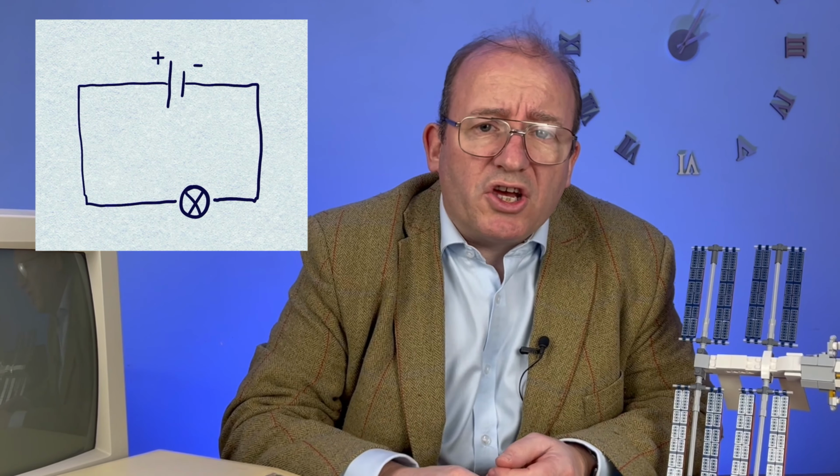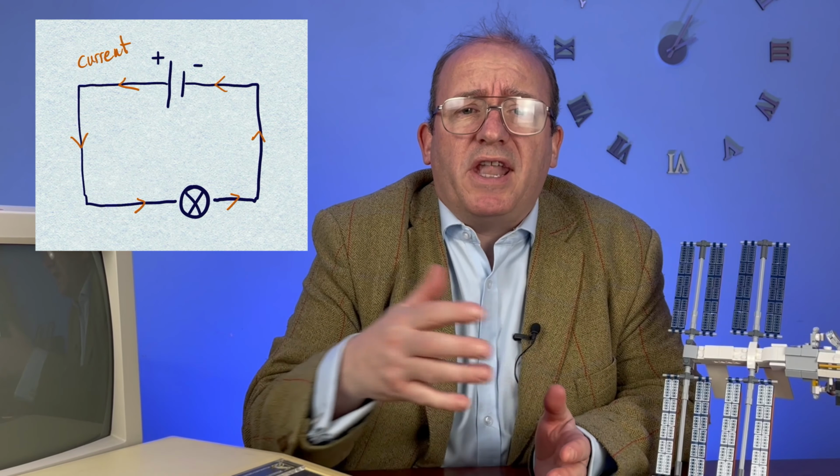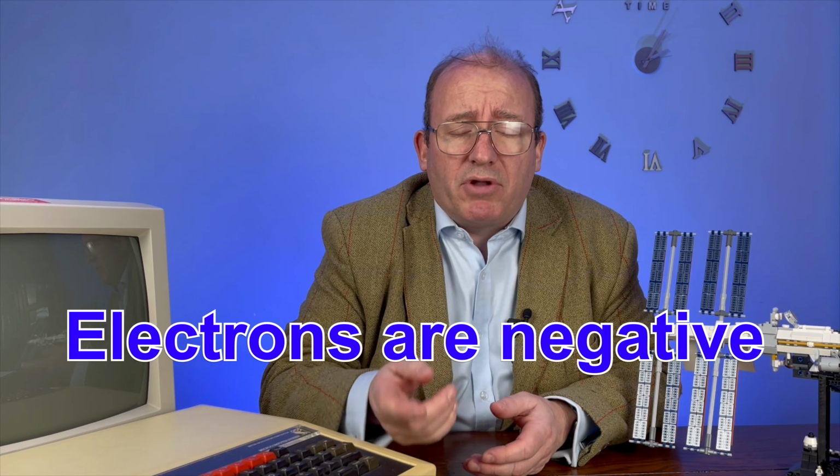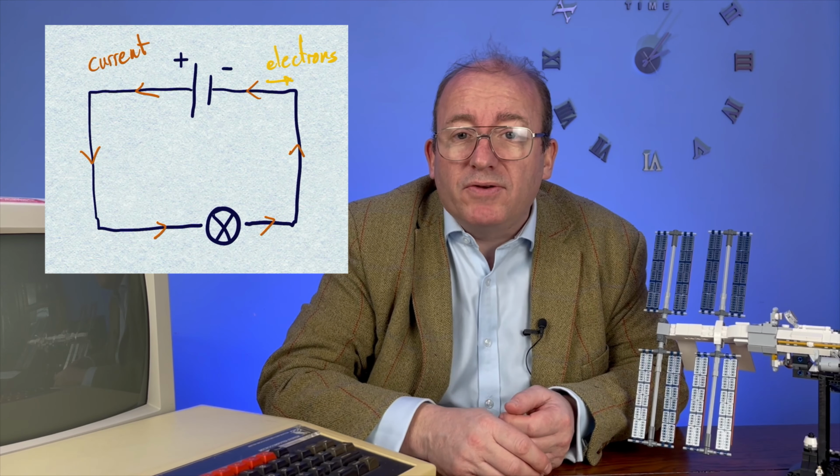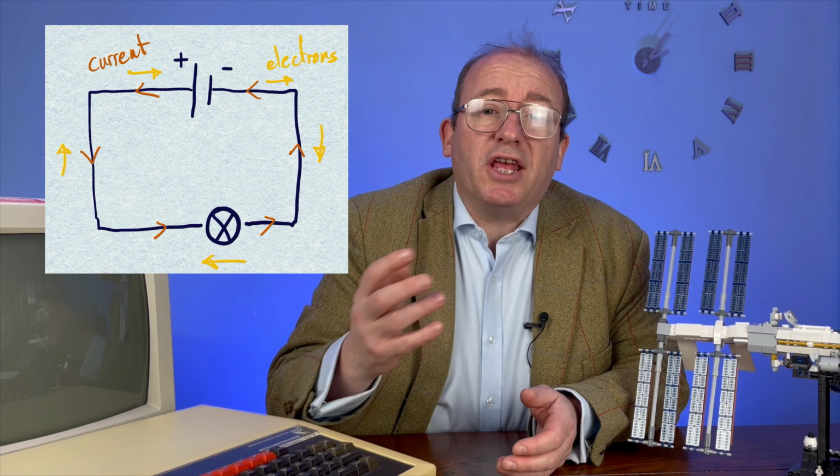The current in a circuit always flows from positive to negative, and that was decided well before we discovered electrons, which we now know are negative. Electrons are therefore repelled by the negative and attracted to the positive. So confusingly, electric current flows in the opposite direction to the electrons. And now it's just too late for us all to change it.